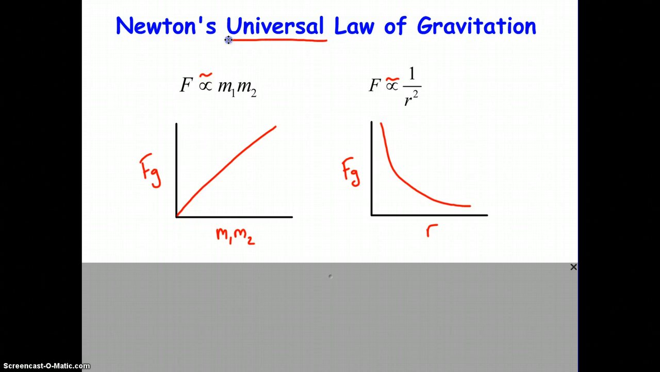Putting both of those together, that would mean that Fg is directly proportional to M1 M2 over r squared. Well, what's the only way that we can get Fg equal to M1 M2 over r squared? It's if we multiply M1 M2 over r squared by a proportionality constant.